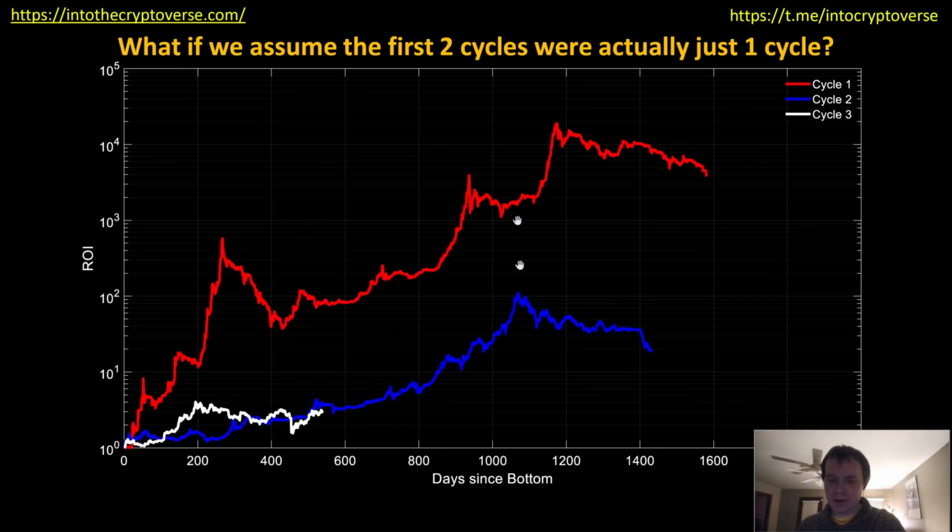Now, with only 2 data points, you can't really extrapolate. But if you did, it wouldn't really lead us to believe that the next market cycle ROI would be very high, if we're decreasing this significantly from, say, the first cycle to the second.